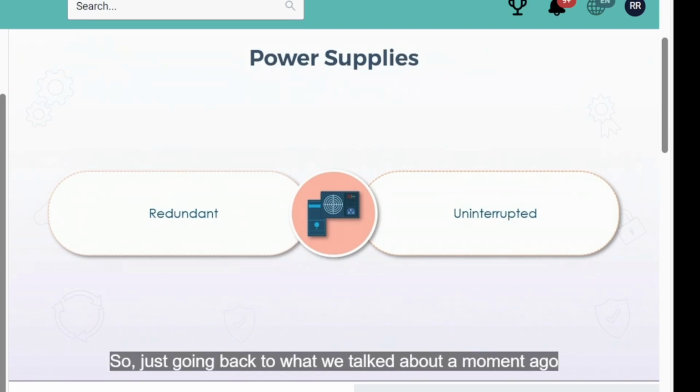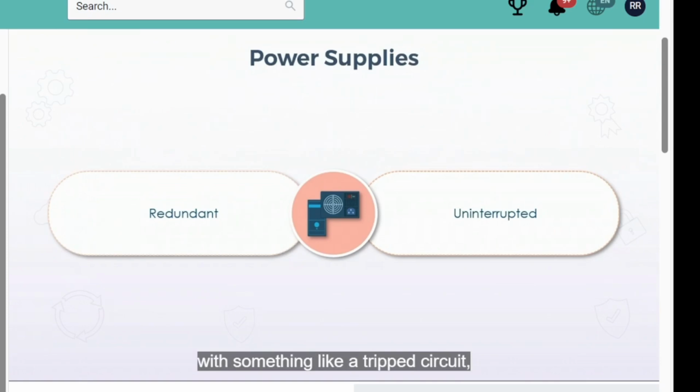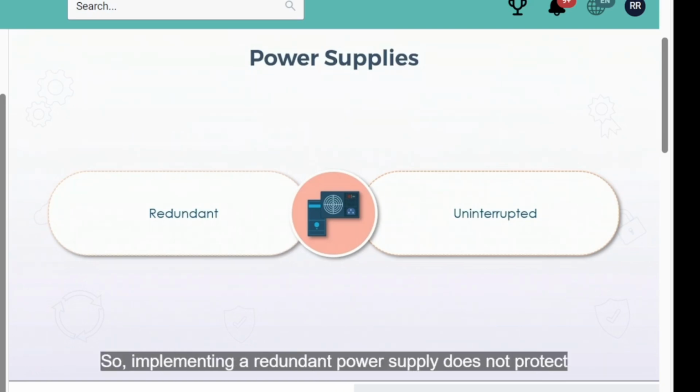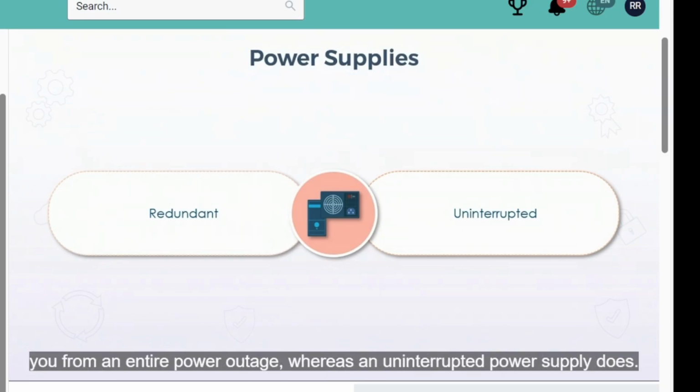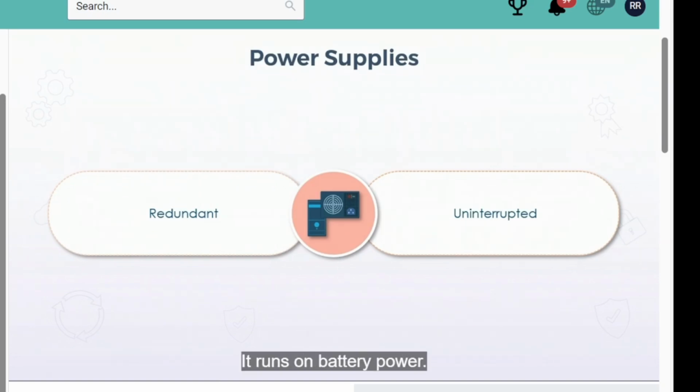So just going back to what we talked about a moment ago with something like a tripped circuit, you can certainly just go and reset the circuit, but all of your power is still on in that case. You did not lose main power. So implementing a redundant power supply does not protect you from an entire power outage, whereas an uninterrupted power supply does. It runs on battery power.